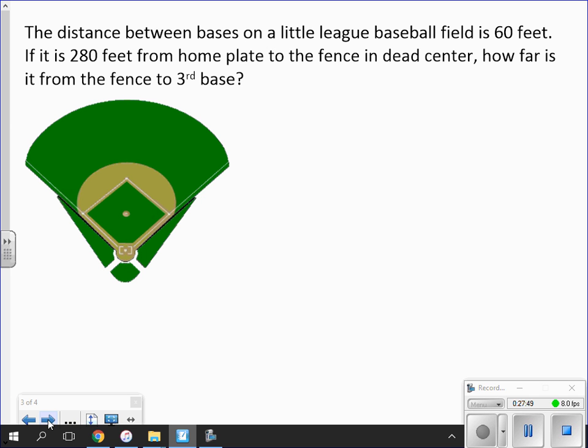So, yeah. Baseball's hurting. Well, that's a beautiful game, though. Okay, so the distance between bases on a Little League baseball field is 60 feet. If it's 280 feet from home plate to the fence in dead center, how far is it from the fence to third base? So in other words, you got a guy on second. The guy at home hits a fly ball straight out to dead center. The guy catches it. The runner tags and goes for third. How far does he have to throw it in order to get the guy out? That's the question we're asking.